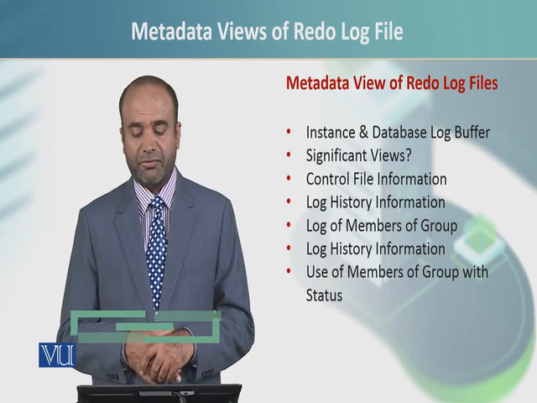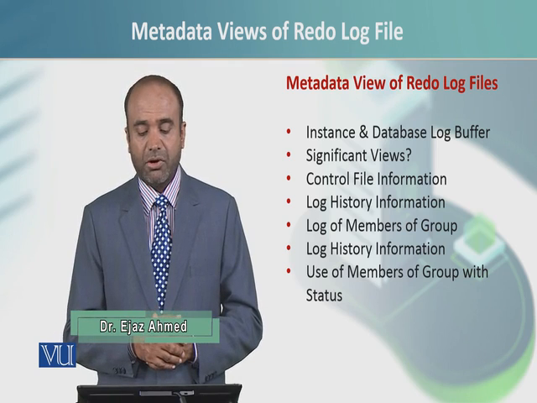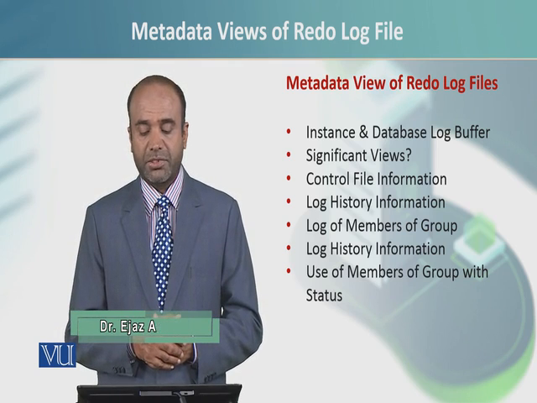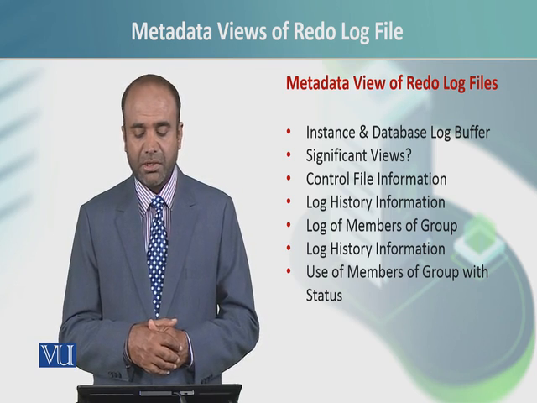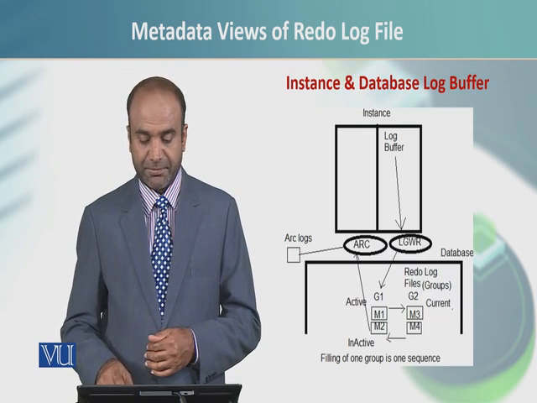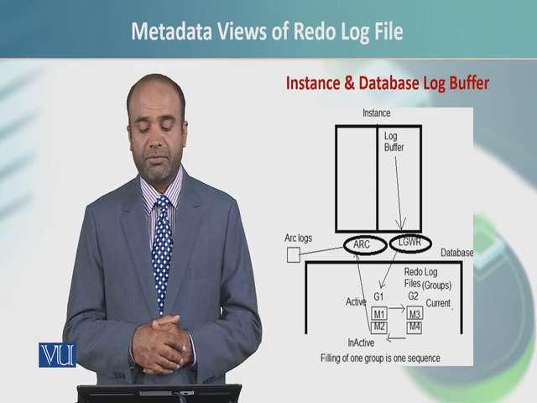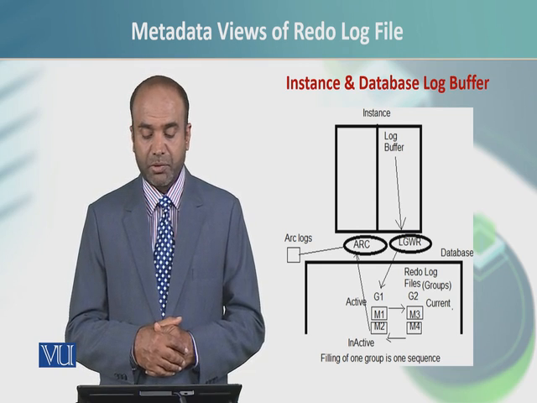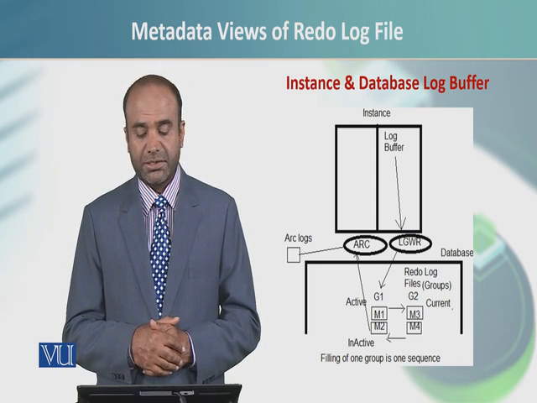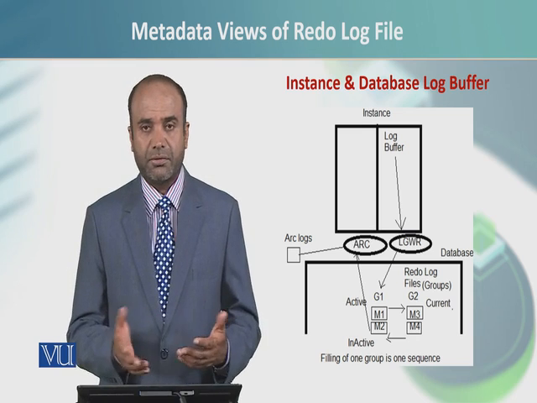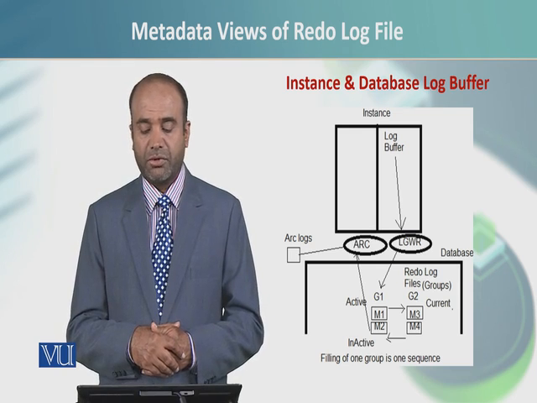Instance and database log buffer, significant views, control file information, log history information, log members of groups, and log history information for the members of groups with the status. So we can say instance and database log buffer. How exactly does it perform? If you look at the upper portion, we have a box of log buffer. This is called the instance, and we have a lot of background processes. One of the major background processes is called log writer.